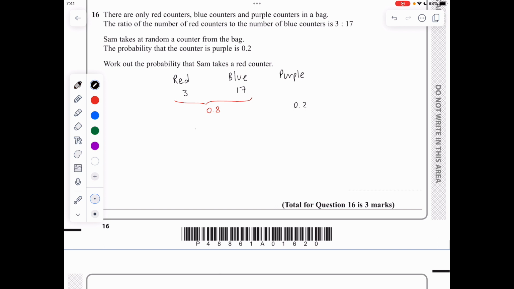So obviously I will do 3 plus 17 is 20. We're trying to find the probability of picking a red counter, so 3 over 20 times 0.8. So I can write this as 3 over 20 times 8 over 10. I will simplify the 20 with the 8. Both are divisible by 4, leaving me a 5 and a 2. And then the 2 with the 10, leaving me 1 and a 5. So we've got an answer of 3 over 25, the probability of picking a red counter.